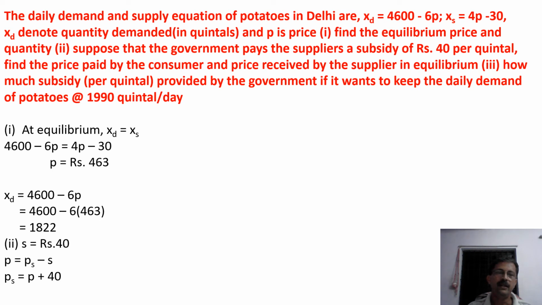1990 quintal per day. So as usual, we know at equilibrium XD must be equal to XS. So equating, we get P equal to rupees 463. Then quantity 1822.